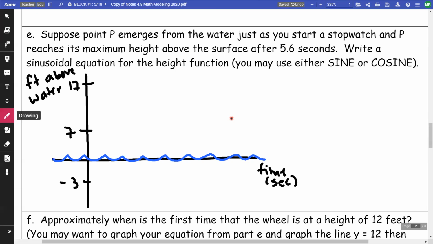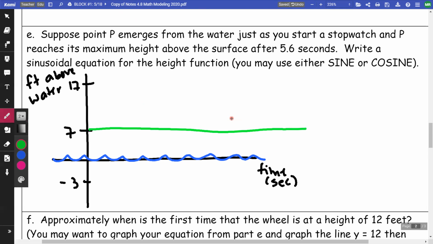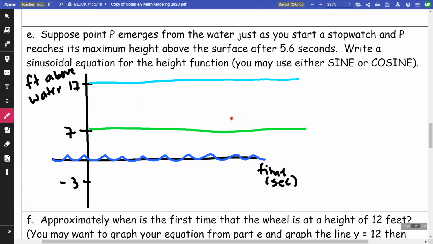Again, if I was to average these, add these up, I get 14 divided by 2, I get 7. You can always add your high and your low, divide by 2, and that will average and give you your center, or what I call the vertical shift. So I know we have a vertical shift here. I know we have a high of 17 and a low of -3.